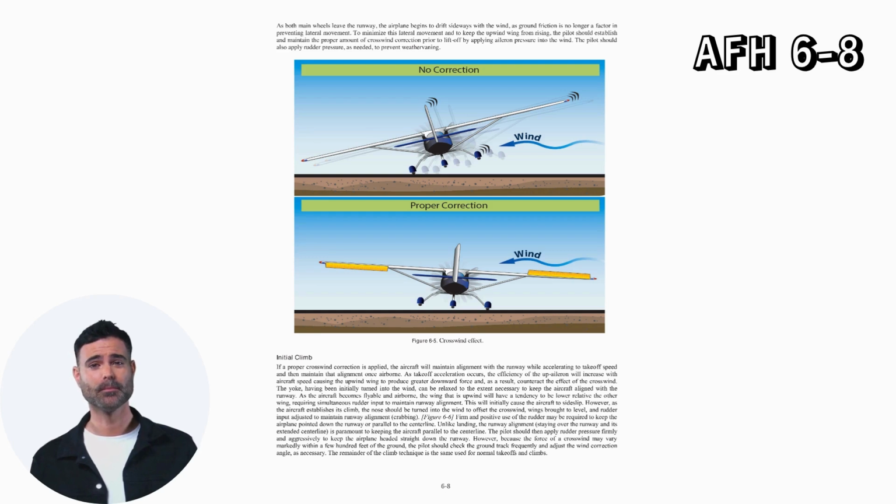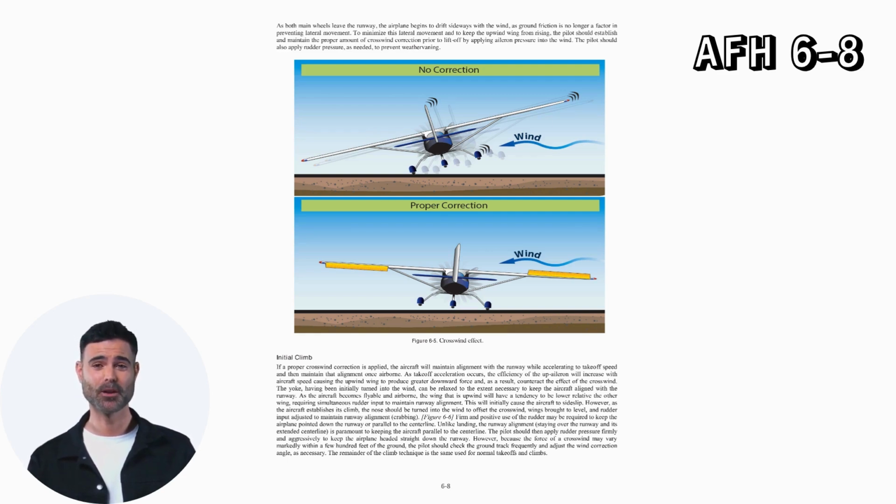Initial climb. If a proper crosswind correction is applied, the aircraft will maintain alignment with the runway while accelerating to takeoff speed and then maintain that alignment once airborne. As takeoff acceleration occurs, the efficiency of the up aileron will increase with aircraft speed, causing the upwind wing to produce greater downward force and, as a result, counteract the effect of the crosswind. The yoke, having been initially turned into the wind, can be relaxed to the extent necessary to keep the aircraft aligned with the runway.